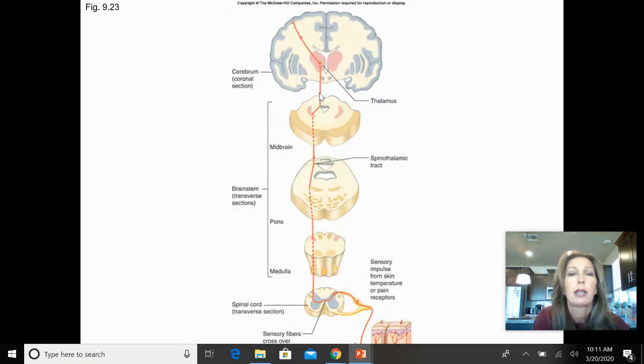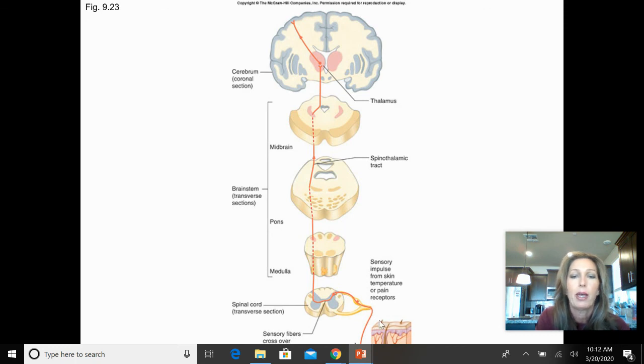Now, last thing in 9.12 is understanding your ascending and descending tracts. These are some terms that you should know in general. Ascending means to go up, and we can use that in any context. If I'm going up the stairs, I'm going to ascend the staircase. In ascending tracts of the nervous system, we're going up to the brain. So this should make sense to you that this would be a sensory pathway.